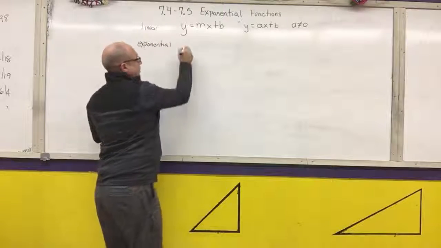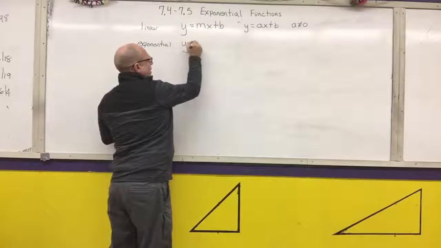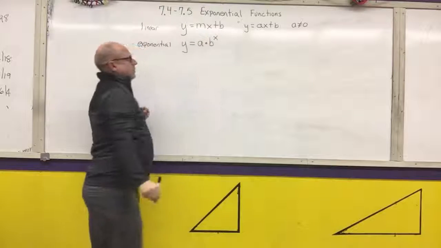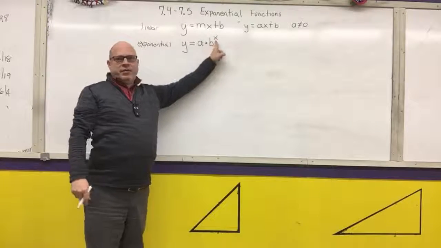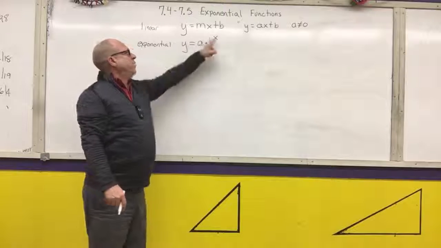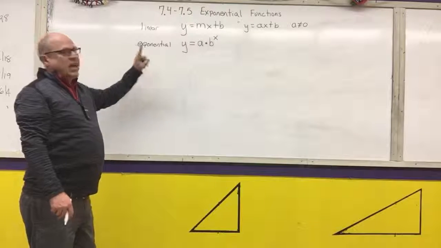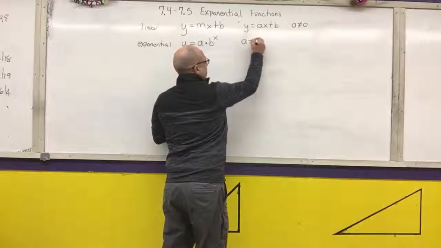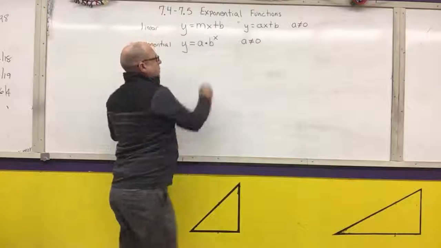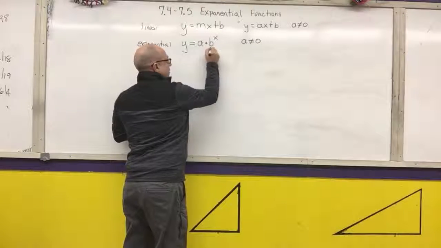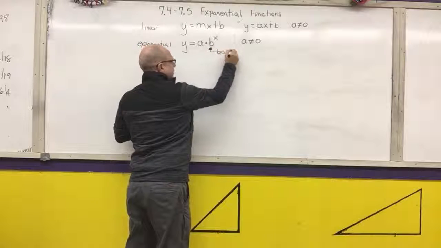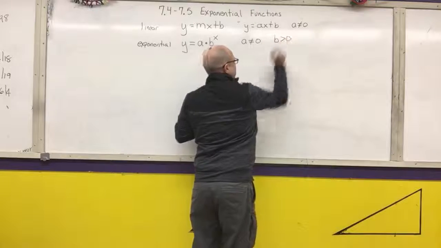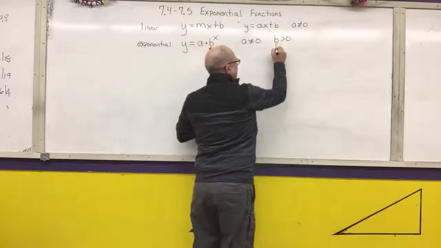An exponential function is anything that can be written as y equals a times b to the x. Notice here the variable is in the exponent. That's why it's called an exponential function. I do have some restrictions here. Again, a cannot equal 0. This b is called the base of my exponential function. The base has to be bigger than 0, and the base cannot be equal to 1.